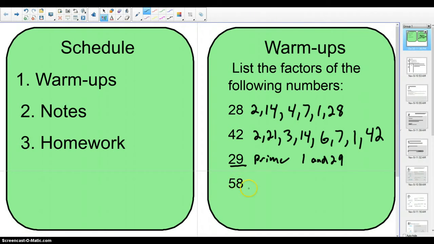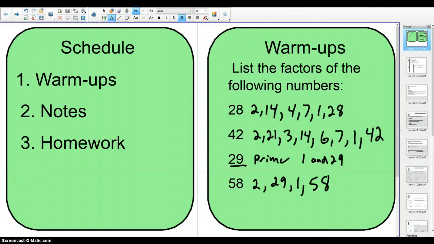For our last problem, 58, we divide that by 2 and we get 29. Now, if we end up with two prime numbers as our factors, we know that we are done. That's an automatic telltale that we don't need to go any further. So all our factors are going to be our 2, 29, 1, and 58.